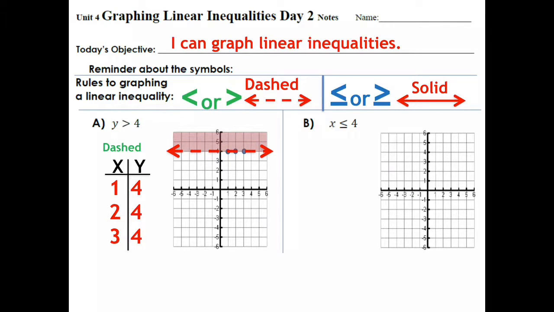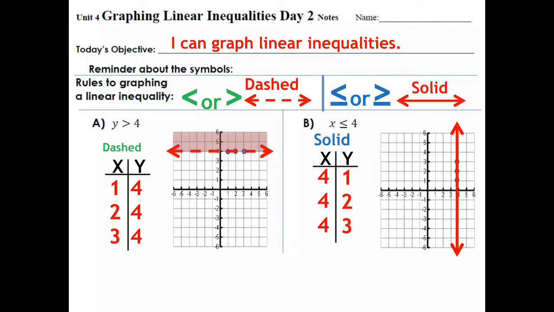All right, now for the next one, go ahead and do this one on your own. Okay, now this one is a solid line because it does have an or equal to bar, and since we have x is less than or equal to 4, we're going to have 4s in the x column this time, and then we're going to have 1, 2, 3 in the y. Again, it doesn't matter what you pick for the y as long as they're not repeating. So we're going to go ahead and put those points in there. So we got 4, 1, 4, 2, and 4, 3.